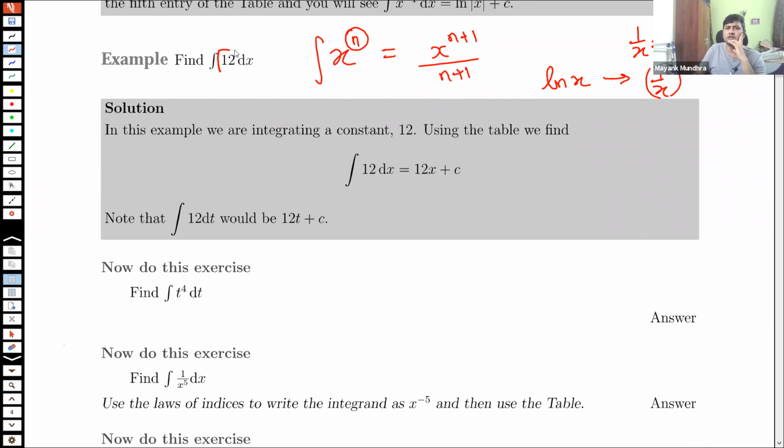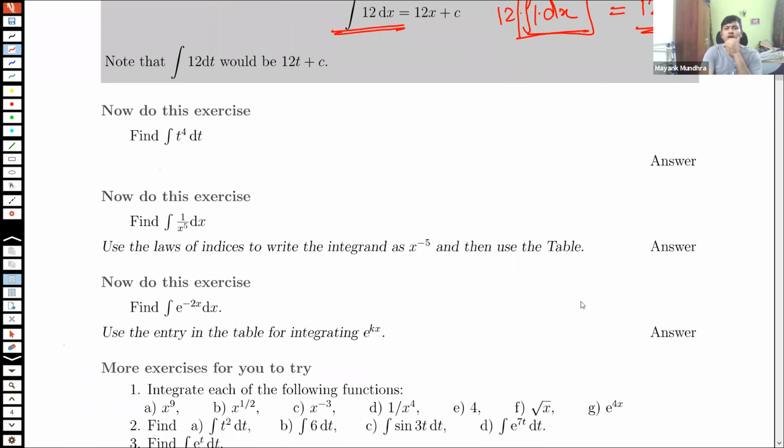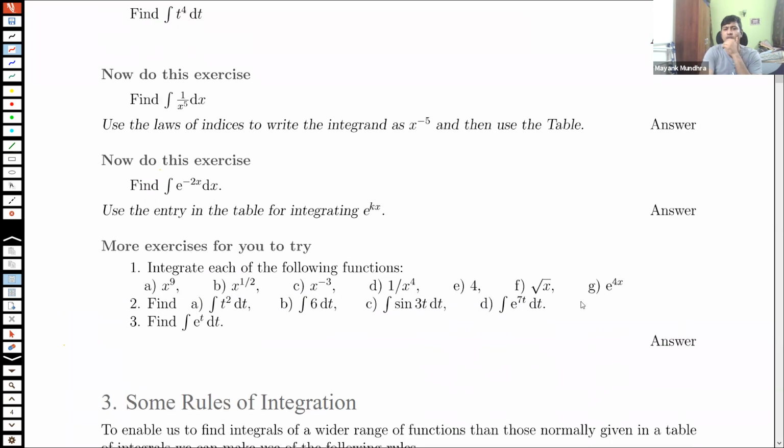Now integration of a constant, integration of 12 dx. When you're integrating a constant, it's basically just integration of dx. Now integration of dx is integration of 1 times dx. So what function when differentiated gives us 1? That is going to be x. So 12 into x plus c. Differentiation of 12x gives me 12, so the integration of 12 dx is going to be 12x plus c. Then you can use the results here to solve a bunch of other problems.